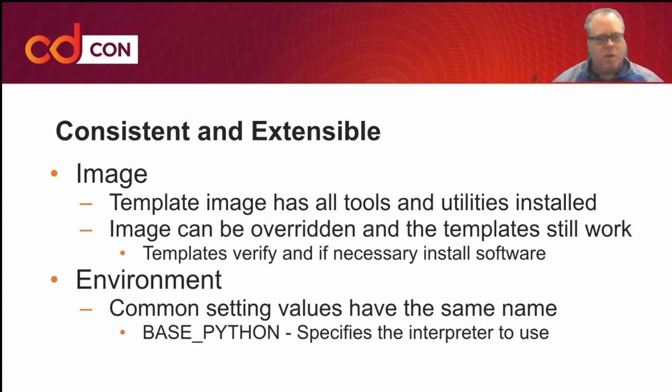Next, we try to be consistent and extensible with the environment. Many templates have the same configuration setting values, and we make it a point that those setting values all have the same name and they all perform the exact same function. An example of this is a setting called base_python, an environment variable that specifies the Python interpreter that the template will use. This allows developers to use our template and then specify a different Python interpreter.